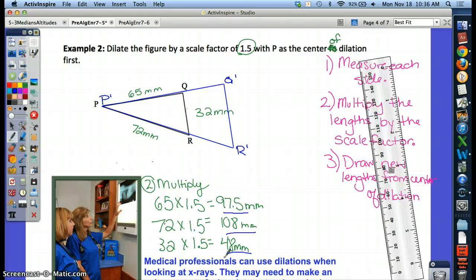So you think about it, maybe medical professions would use dilations too when looking at x-rays. They may zoom in or enlarge the x-ray to get a better look at a break, especially in small babies or animals. Veterinarians might use it too.